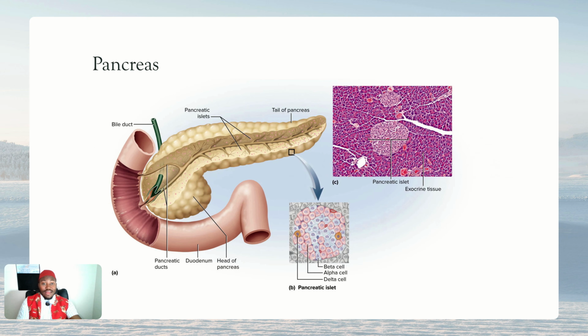Now, there are some other organs that have endocrine functions, like the skin. The skin has keratinocytes, which convert a cholesterol-like steroid into cholecalciferol.